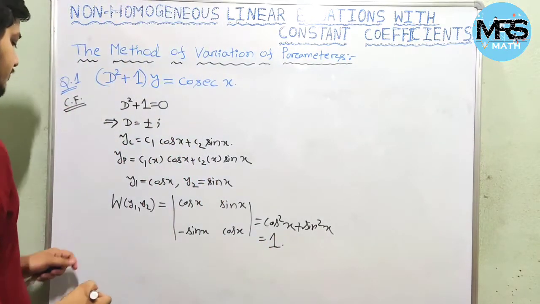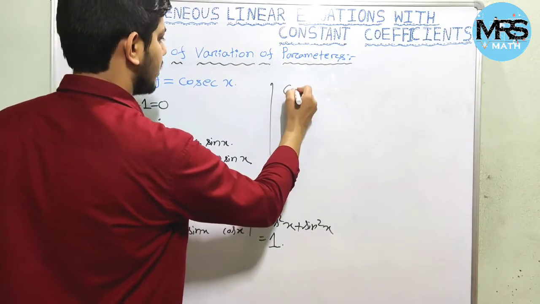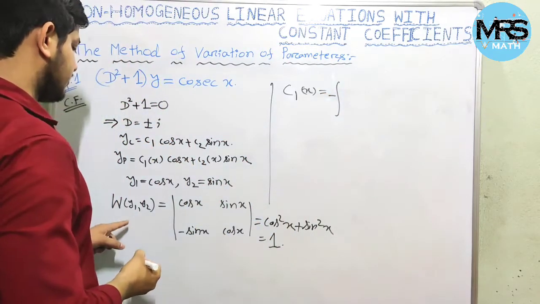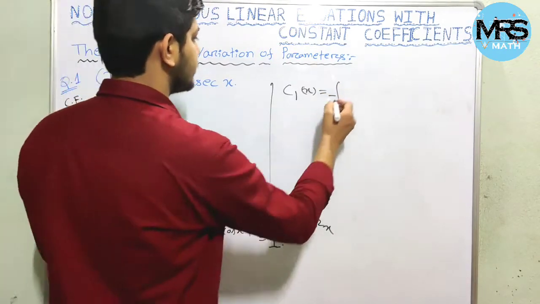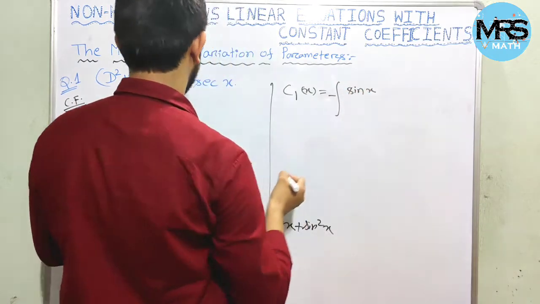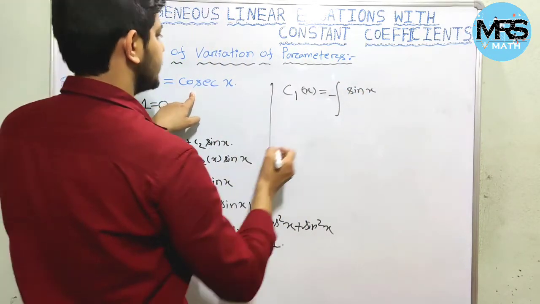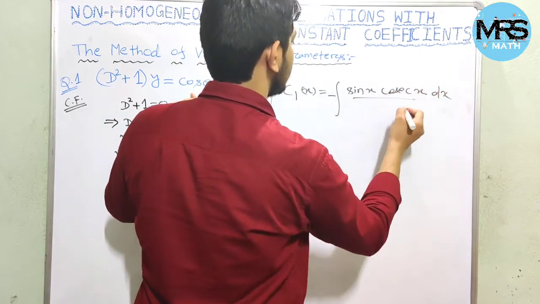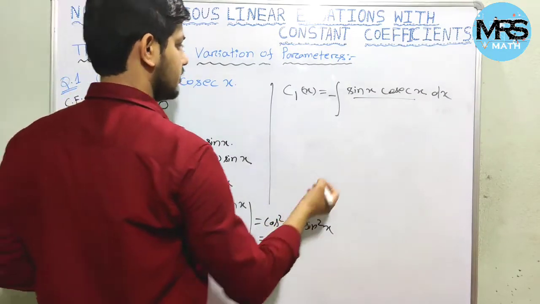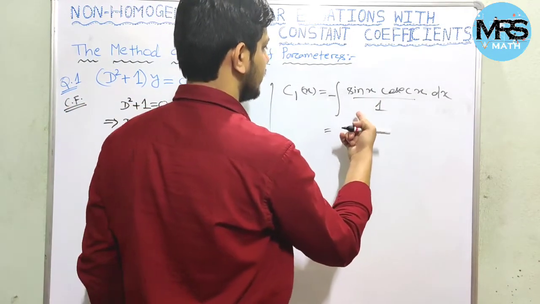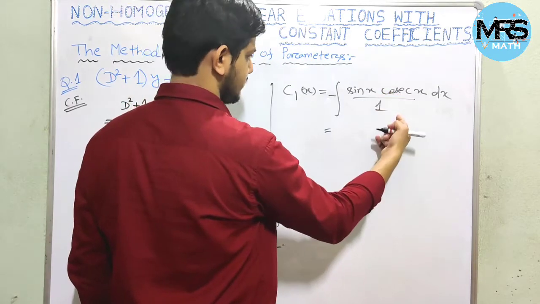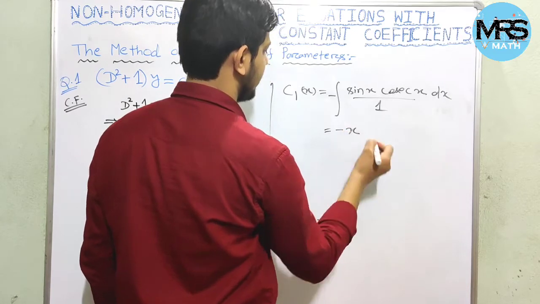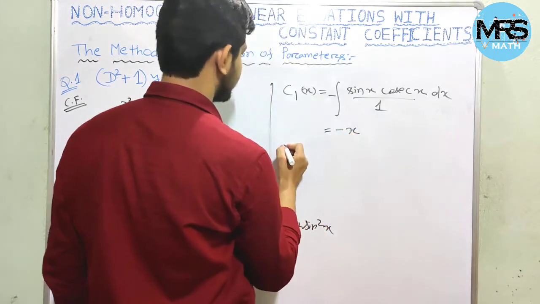Now we will calculate c1 of x. That will be integration of minus y2, that means sin x, into f of x, where f of x is our cosec x, into dx, divided by this 1. So sin x into cosec x is sin x times 1 by sin x, it will cancel, so we can write only minus x. That is our c1 of x.